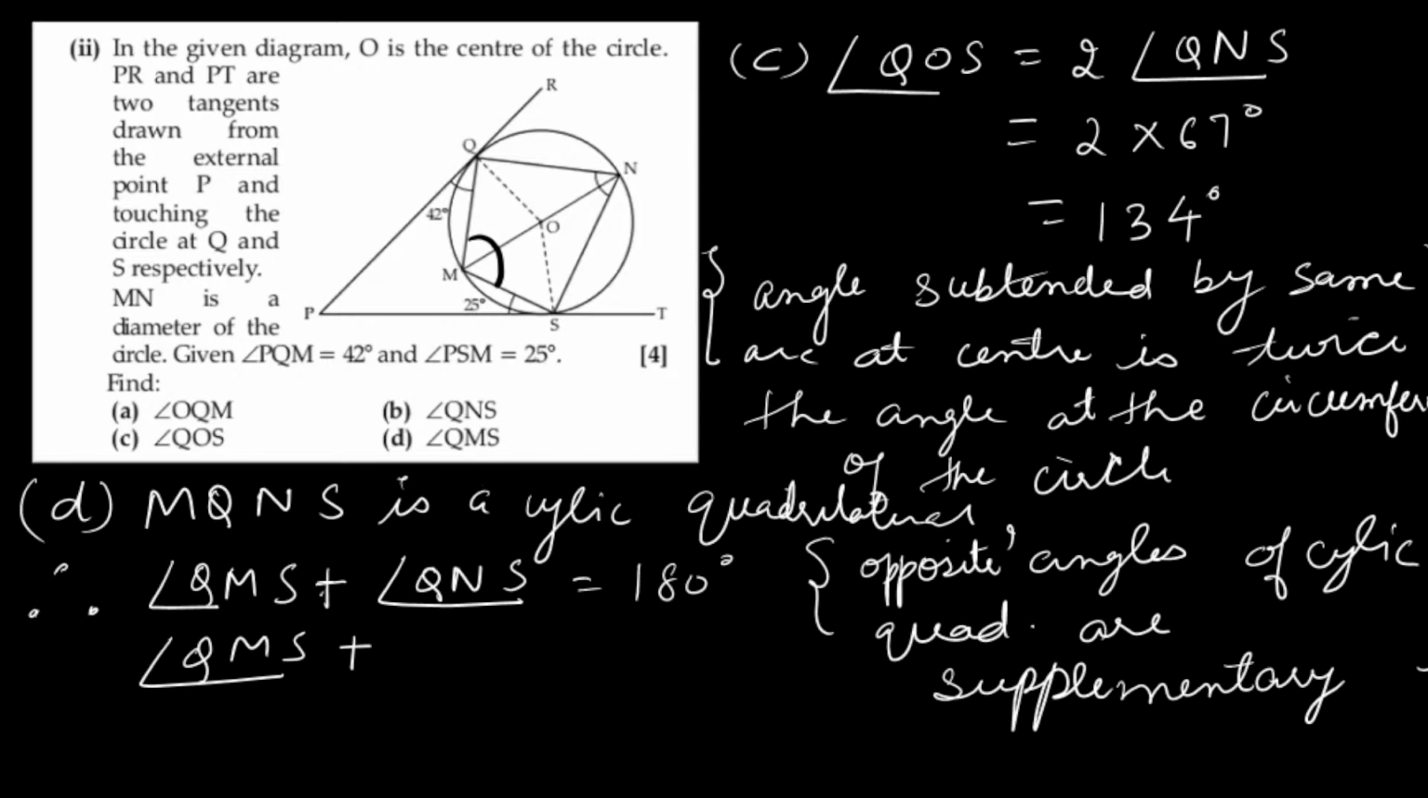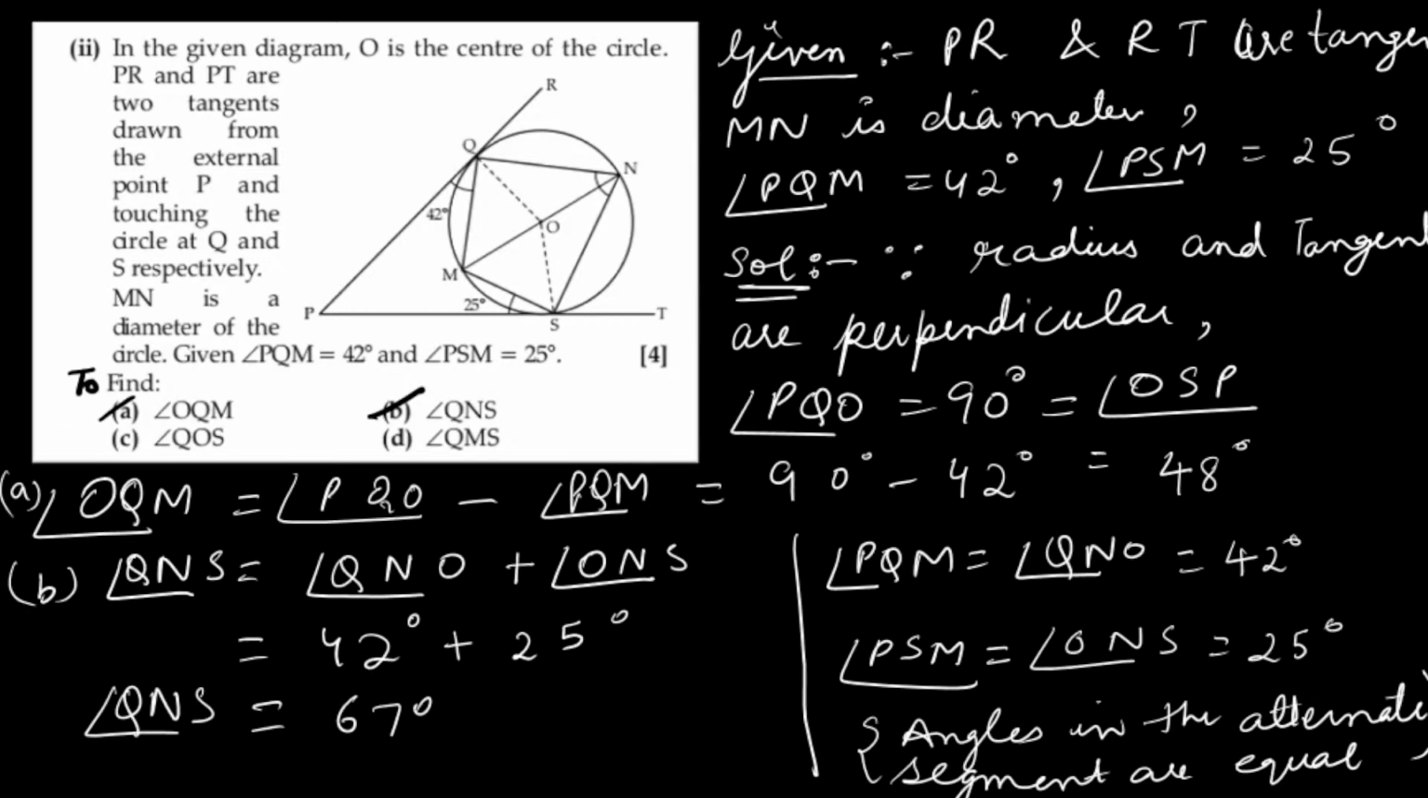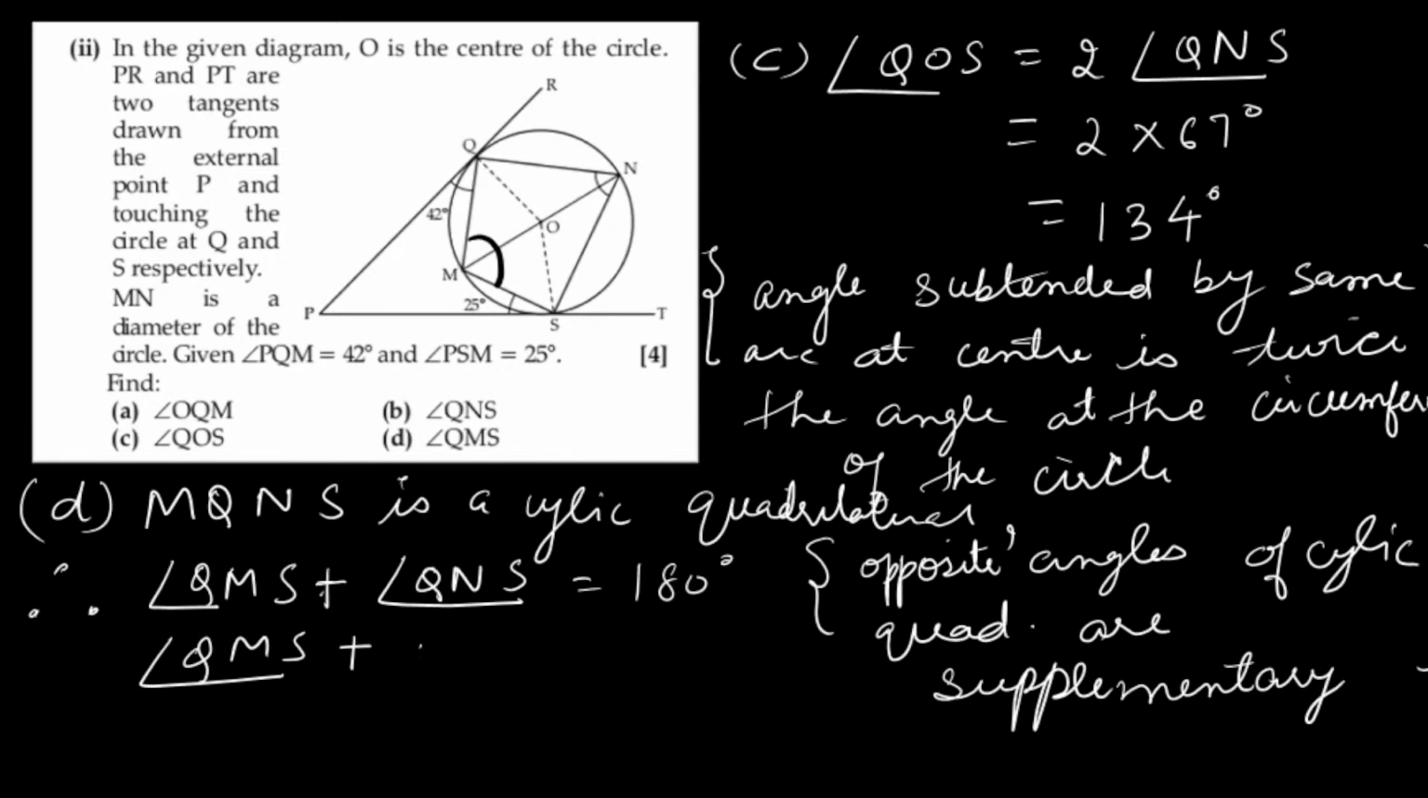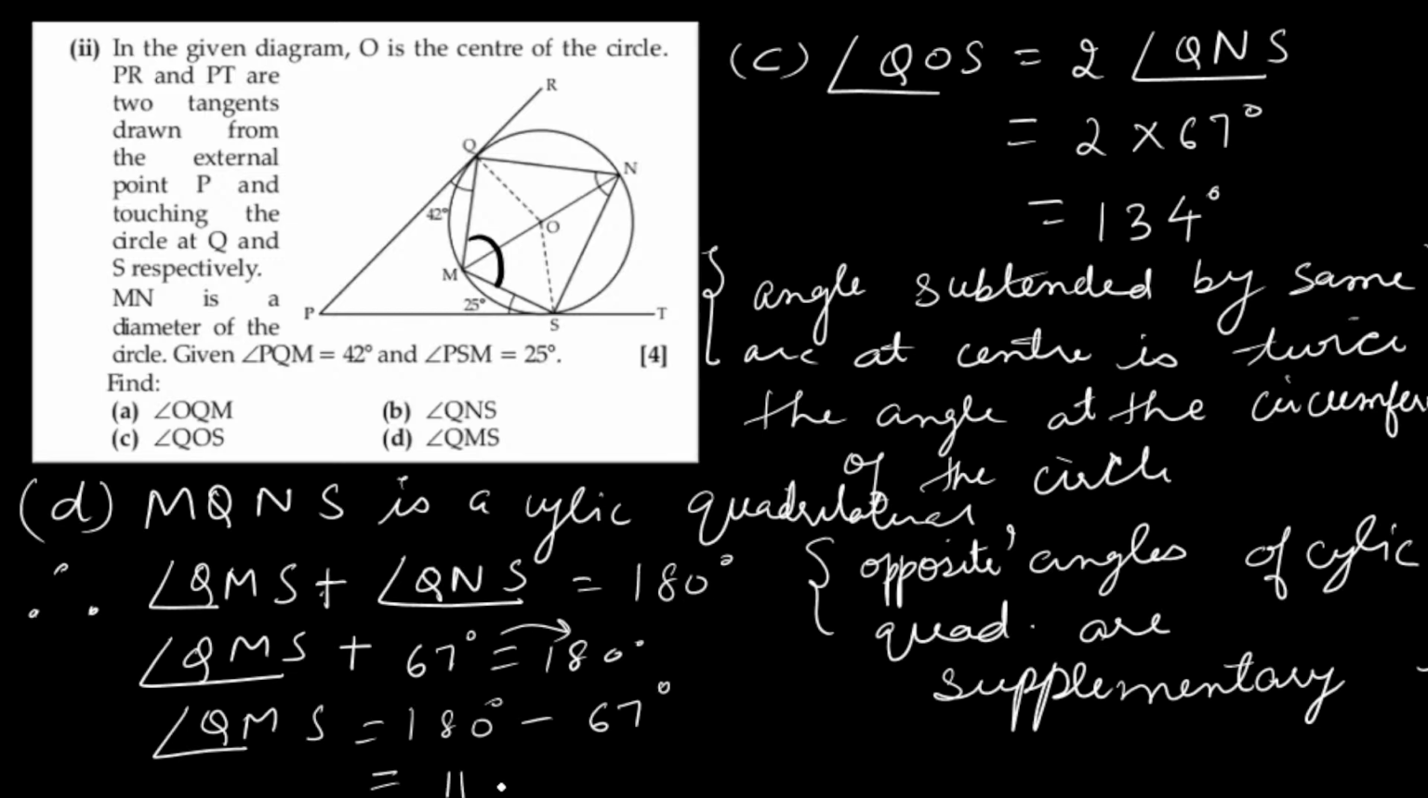QNS we found in part B. QNS is equal to 67. So plus 67 is equal to 180 degrees. 67 now will shift to the other side. So QMS is equal to 180 minus 67, because plus 67 when we shift to the other side becomes minus 67, which is equal to 113 degrees.